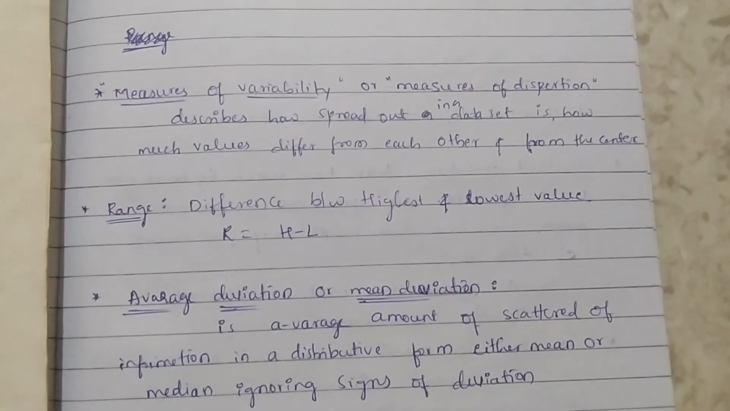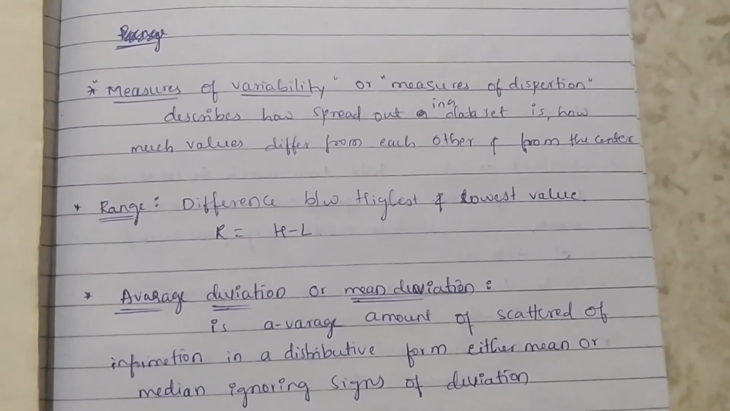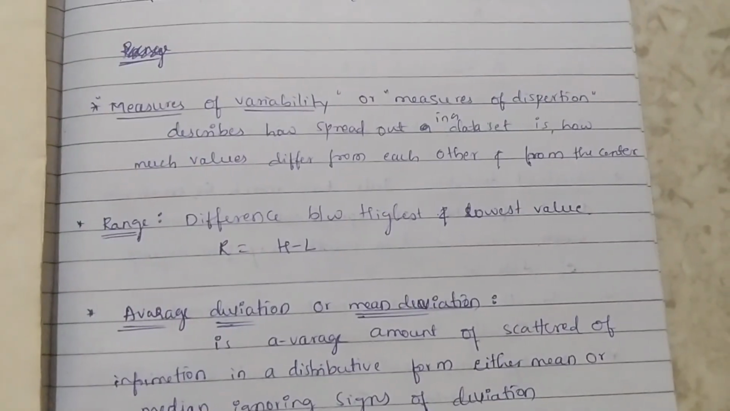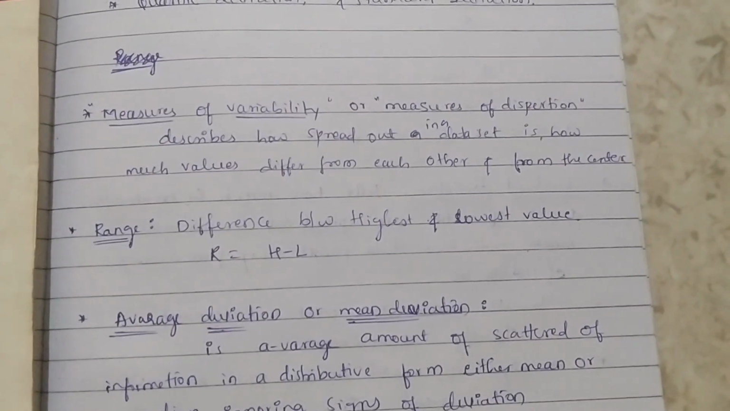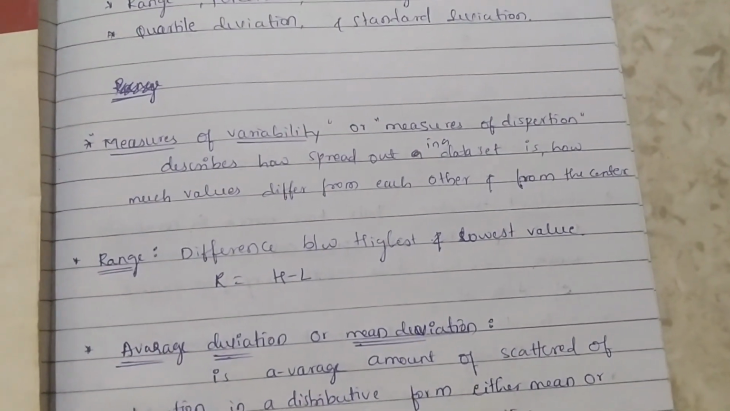dispersion are. Here, the measures of variability describe how spread out a data set is, meaning how the data is spread out and how much the values differ from each other, and from the center. We are going to check how the data is spread out.